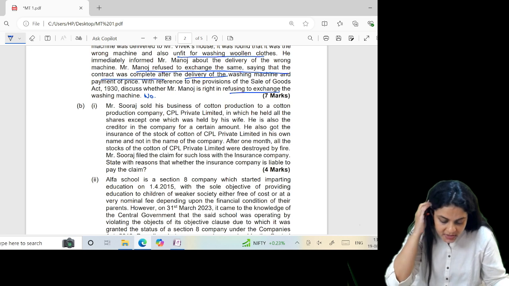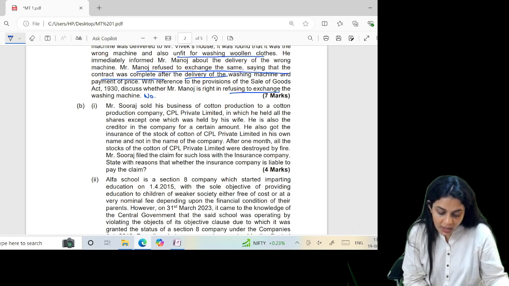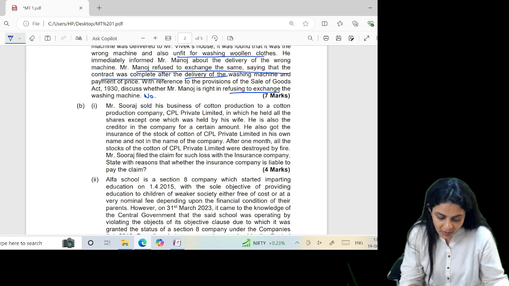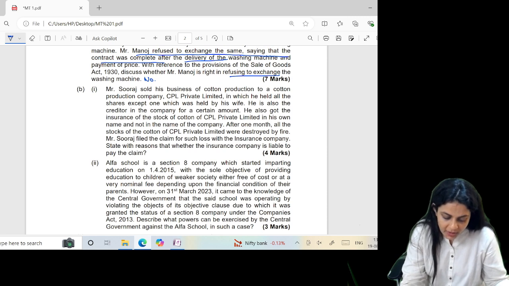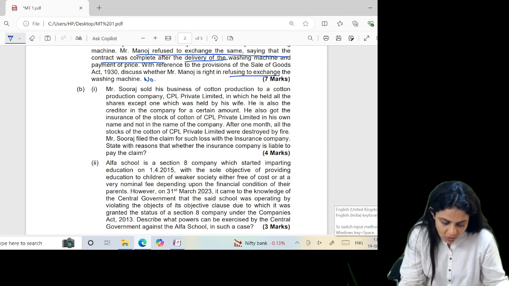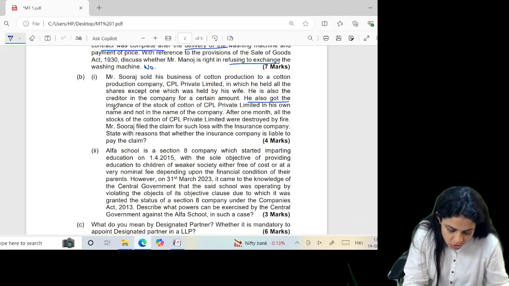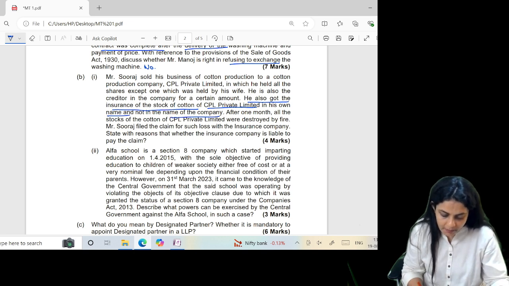Mr. Suraj sold his business of cotton production to a cotton production company, CPL Private Limited, in which he held all the shares except one, which was held by his wife. He is also a creditor of the company for a certain amount. He also got the insurance of the stock of cotton of CPL Private Limited in his own name and not in the name of the company.